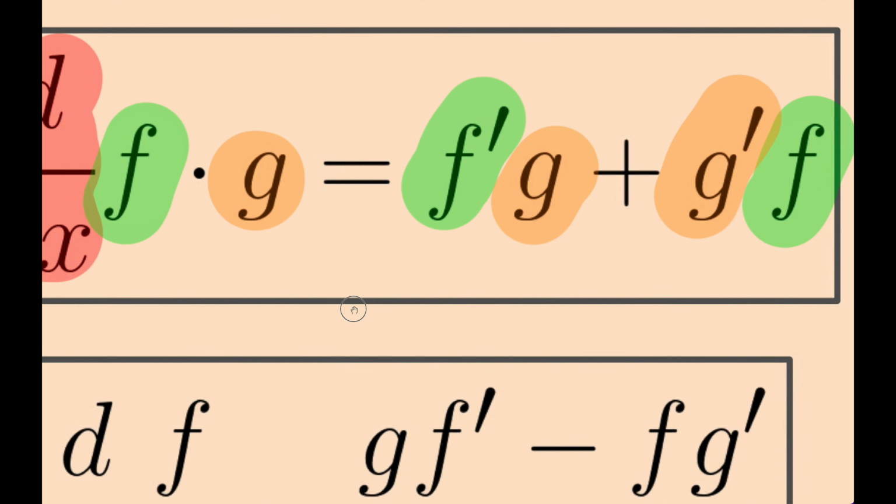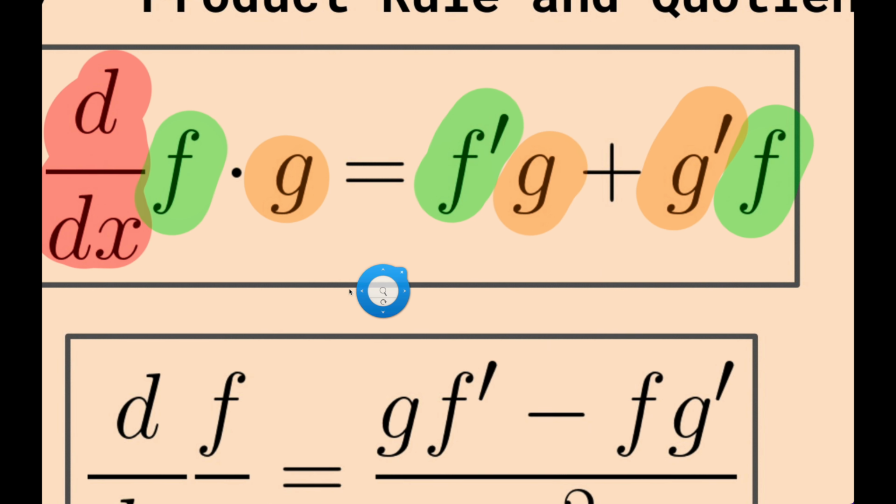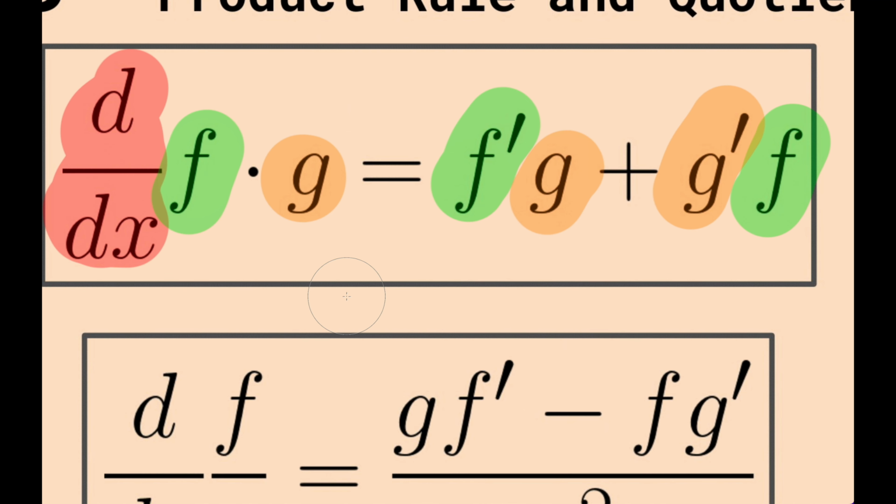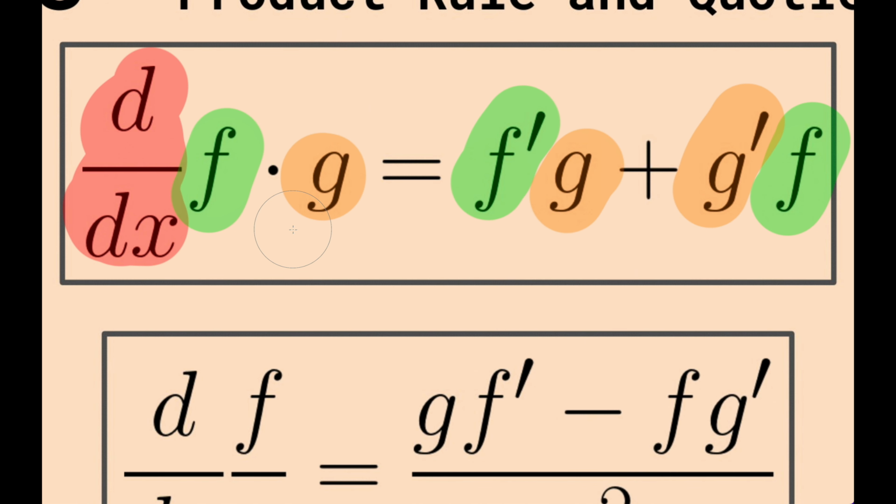For each of these, you can kind of see it's basically the derivative of one times the regular of the other, plus the derivative of the other one times the regular of the first. It's almost like they switched dancing partners on who's the derivative and who's not. That's essentially the product rule.